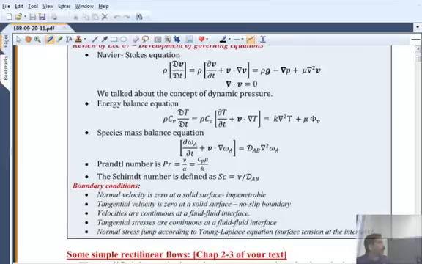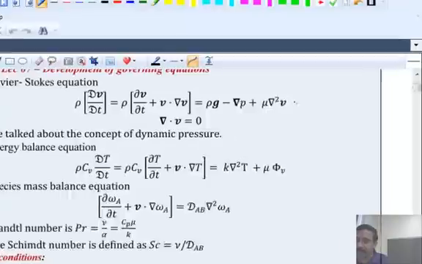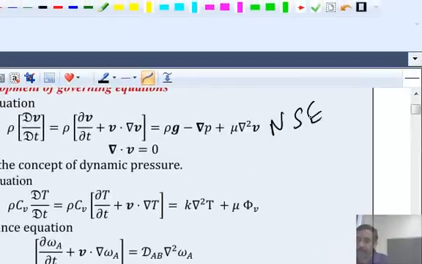So we derived, up till this point in this course, the essential things that we wanted to do was develop the basic equations, the Navier-Stokes equation, the continuity equation that you see here, the energy balance equation, and the species mass balance equation. What you should be able to do at this stage in this course is to recognize each one of the terms in those equations. What is the physical meaning for each one of them?